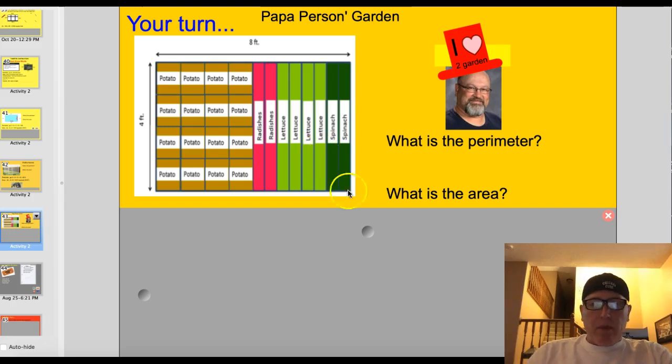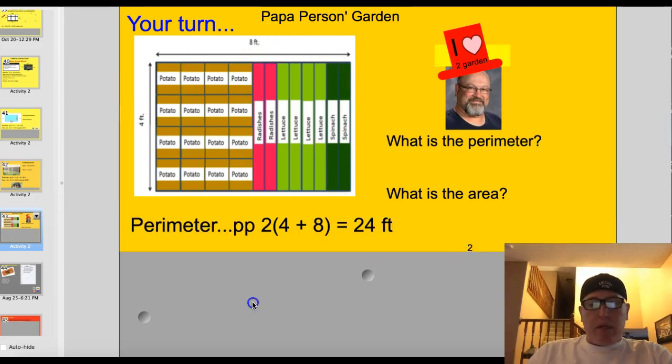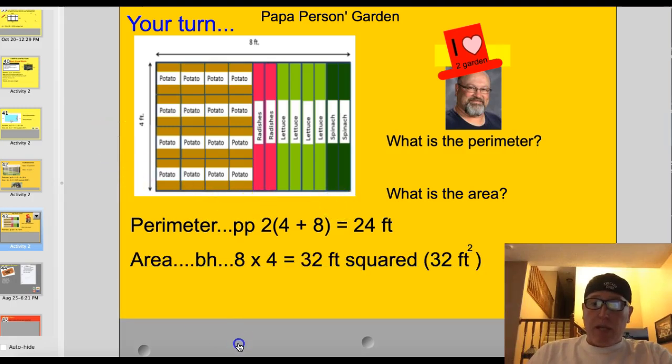All right. Well, perimeter, 4 plus 8 plus 4 plus 8. Pretty slam dunk there. Or 2 times 4 plus 8 if you'd like to think about it that way. It's 24 feet. And the area, that's going to be the base times the height. Now, they didn't label the base down here, but it's going to be the same as this, right? So it's still going to be 8 times 4 would be the base times height, which is 32 feet squared.